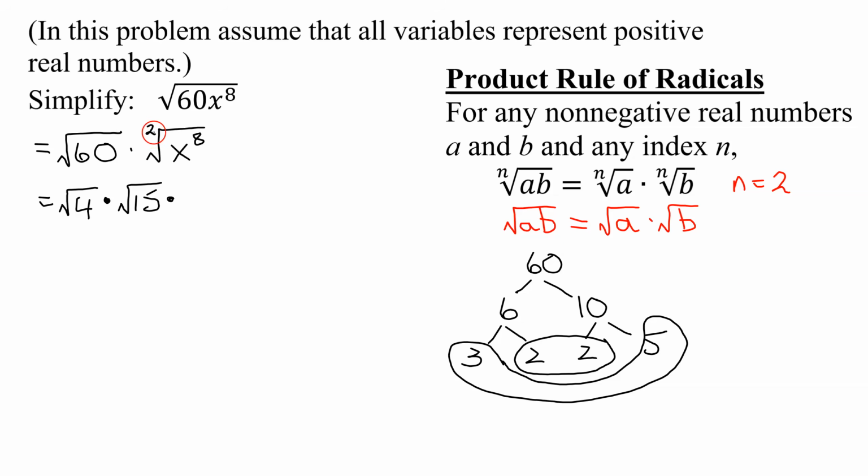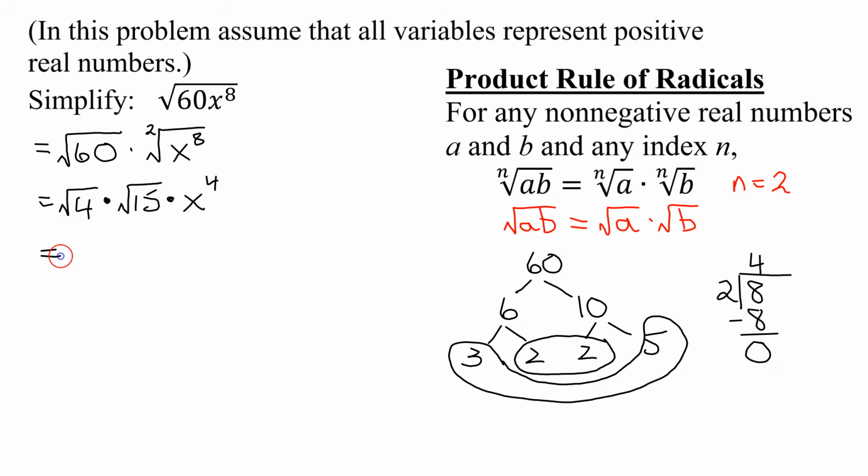The shortcut method says you take the index and you divide it into the exponent on the x. So 2 divides into 8 4 times. 4 times 2 is 8. Subtract, 8 minus 8 is 0. So I get 4 as the quotient with no remainder. The quotient is the exponent on the x outside the radical. So I'm going to have x to the 4th outside the radical. And the remainder is 0, so I'm going to get no x's left inside the radical.